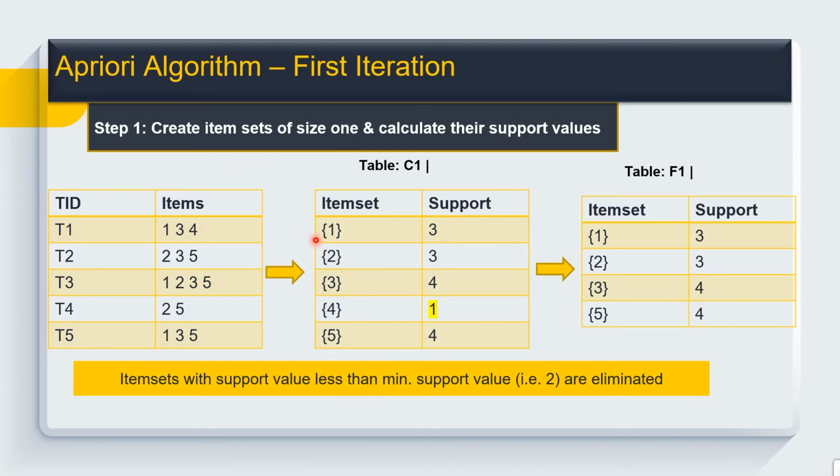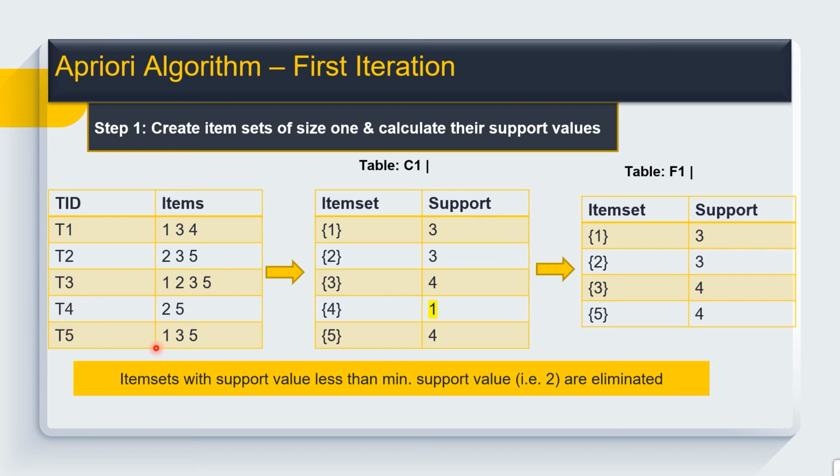Now let's see how we do that. If we create table C1, we have the item 1, which has support 3 because it appears in transactions 1, 3 and 5. Similarly, for the single item 3, it has a support of 4. It appears in T1, T2, T3 and T5.